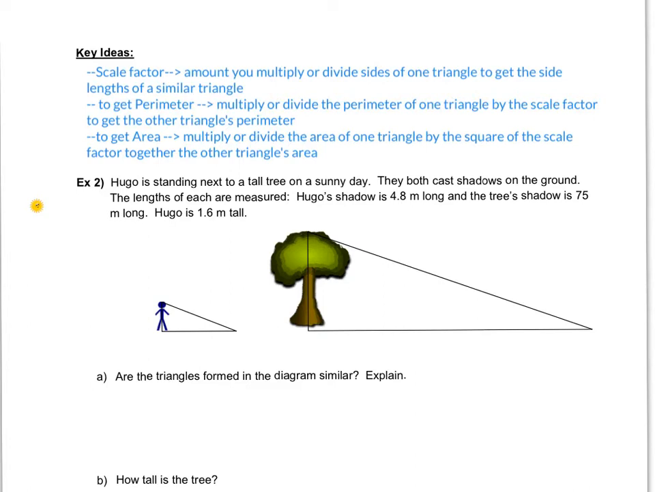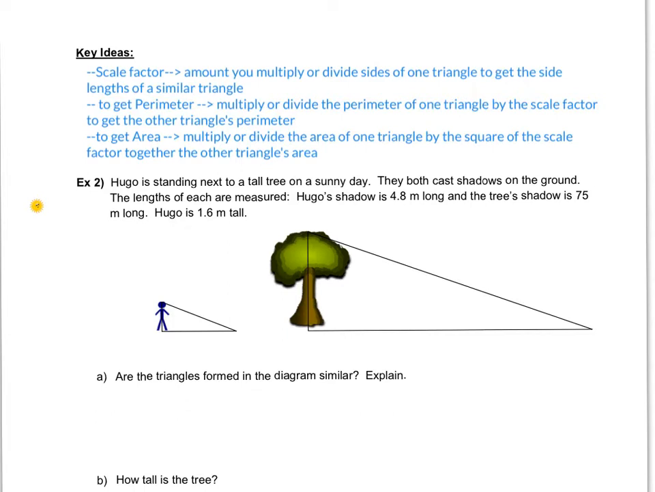But for area, it's a little different. It's because you're multiplying by the square of the scale factor, because you've got to multiply it once for your base and once for your height. So you're actually multiplying it by the scale factor two different times. So to get the area, multiply or divide the area of one triangle by the square of the scale factor to get the other triangle's area.